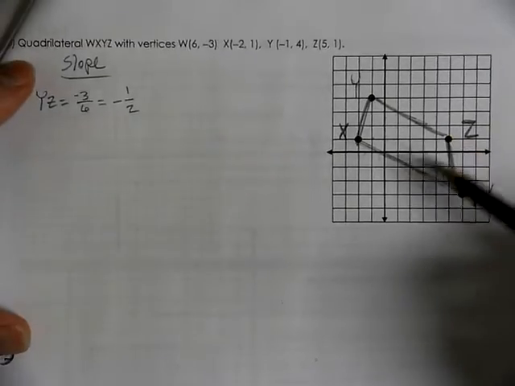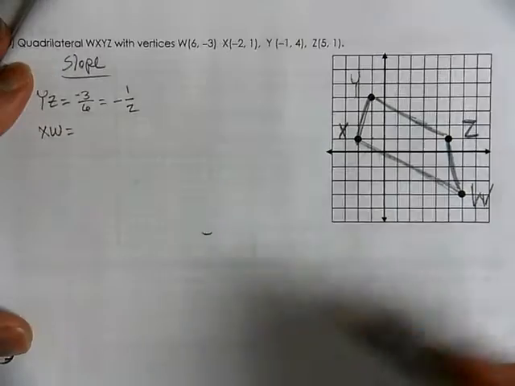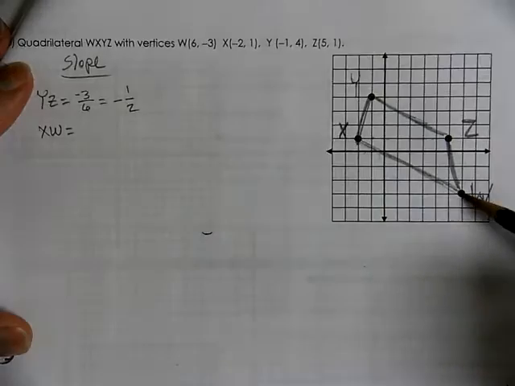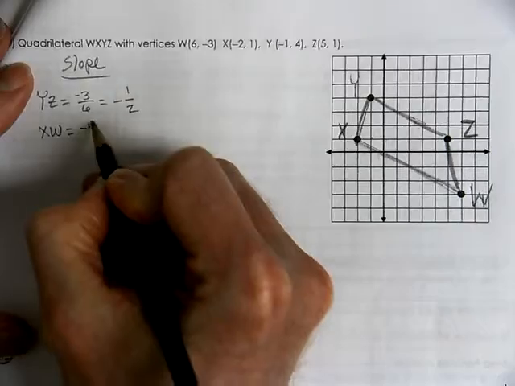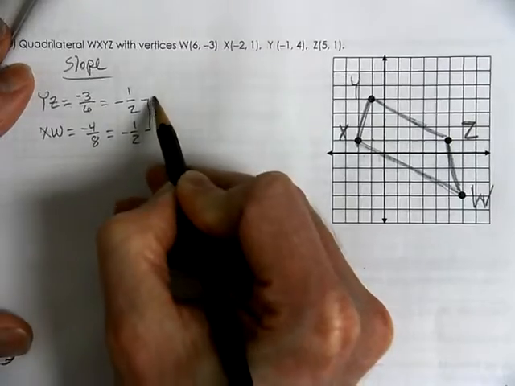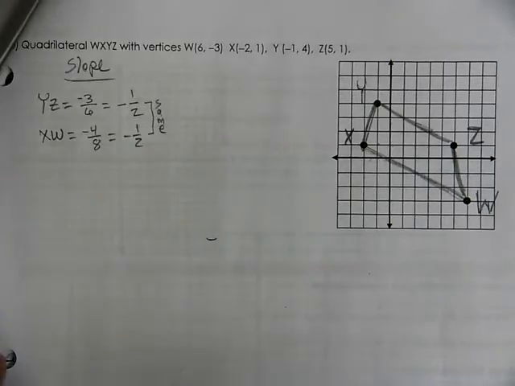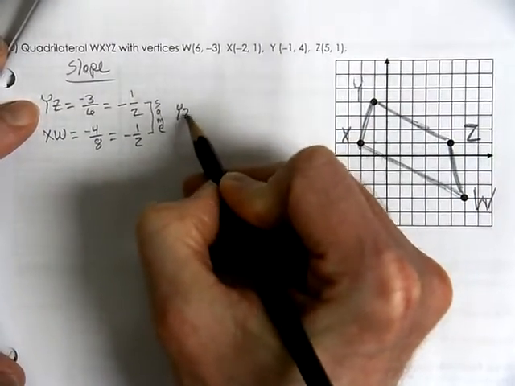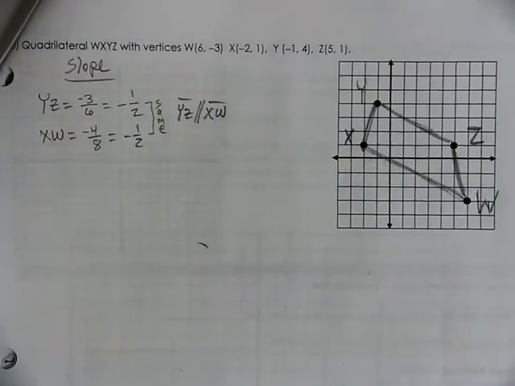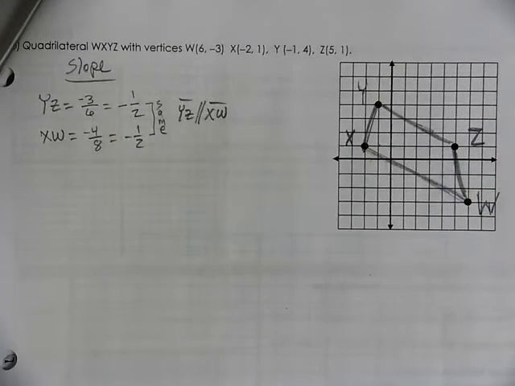I'm going to do the same thing with WX, or we'll call it XW if we want. Down 4 over 8. So negative 4, positive 8. Those are the same. The slopes are the same. So YZ is parallel to XW. They're going to be parallel to each other.